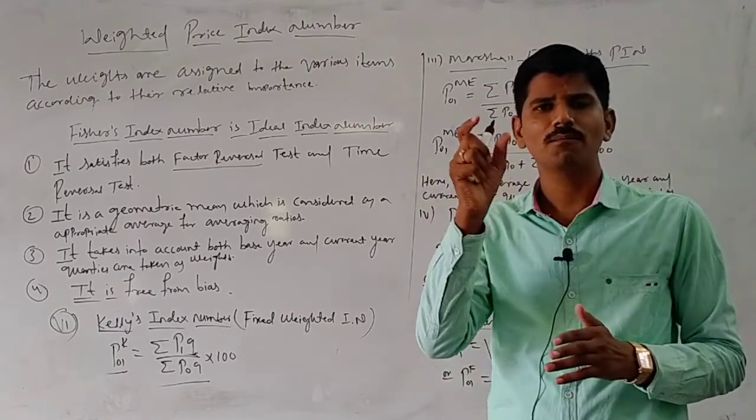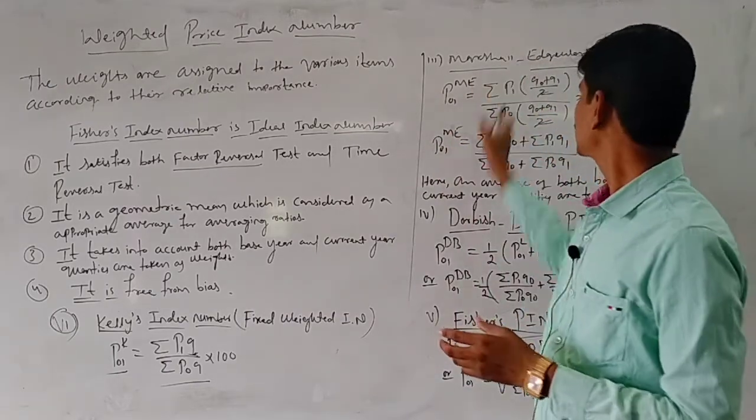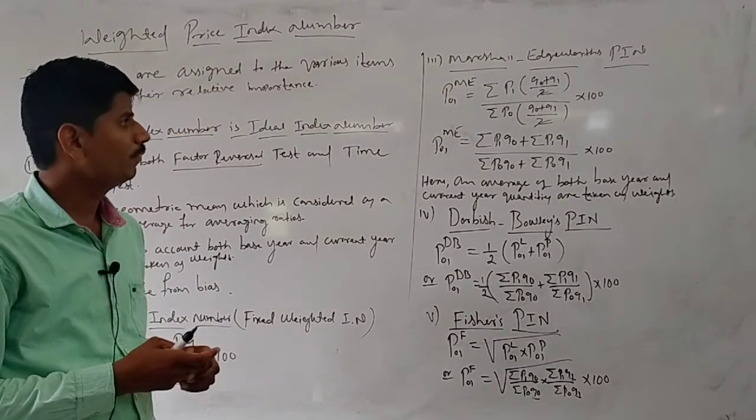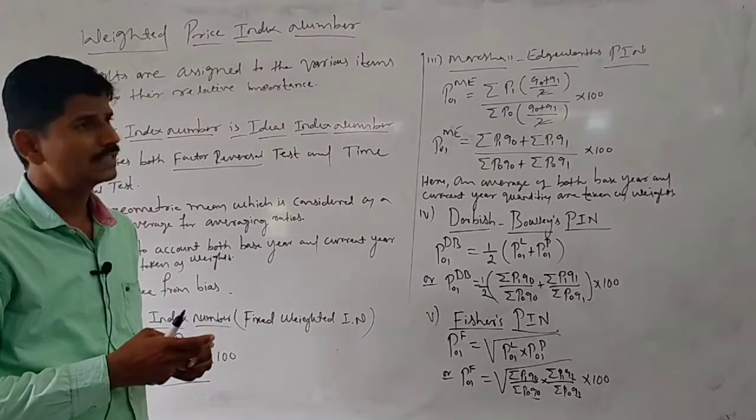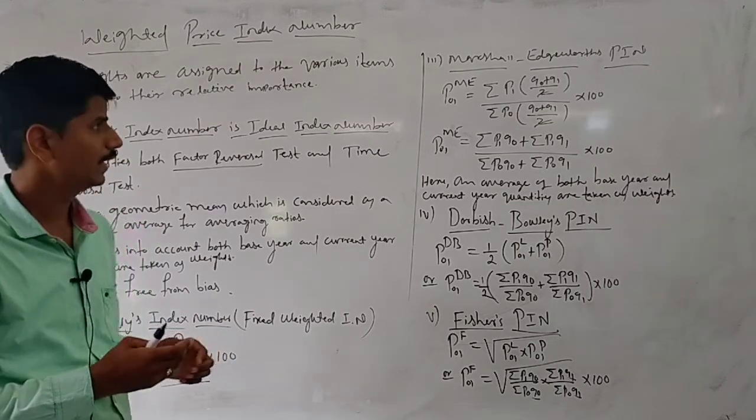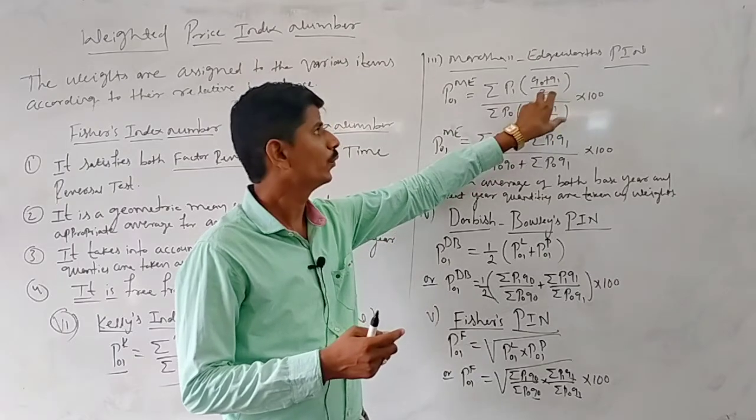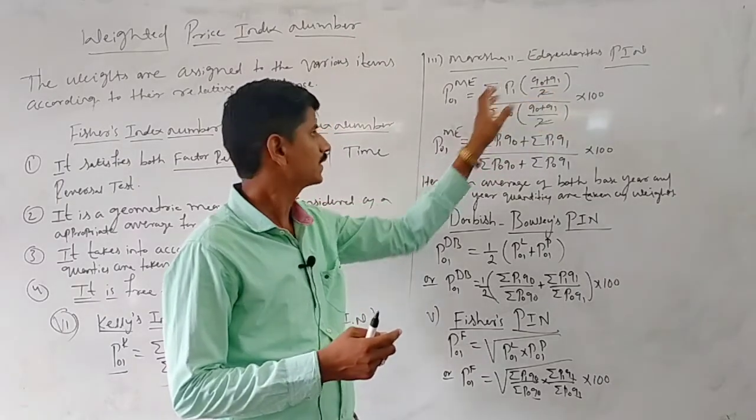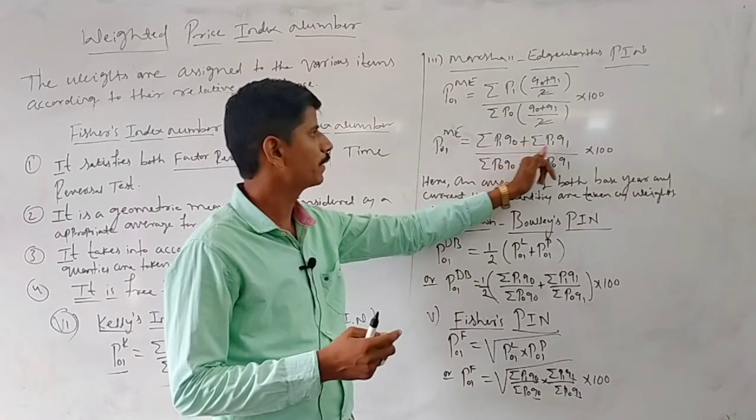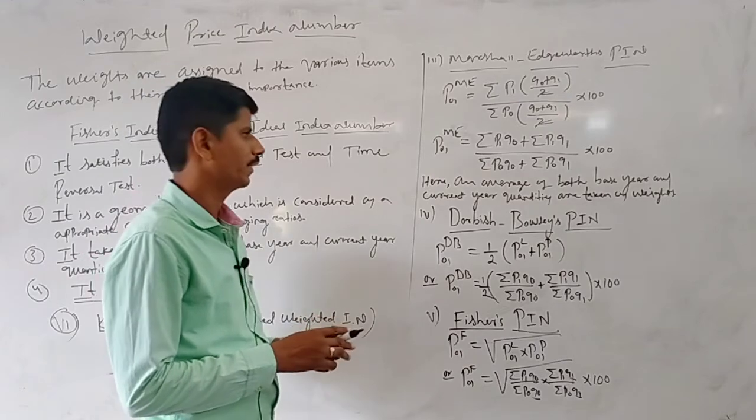It is denoted by P01P. The next, third one is the Marshall-Edgeworth index number. Here the average of base year and current year quantities are taken as weights. That is P01M equal to sum of P1Q0 plus sum of P1Q1 divided by sum of P0Q0 plus sum of P0Q1 into 100.